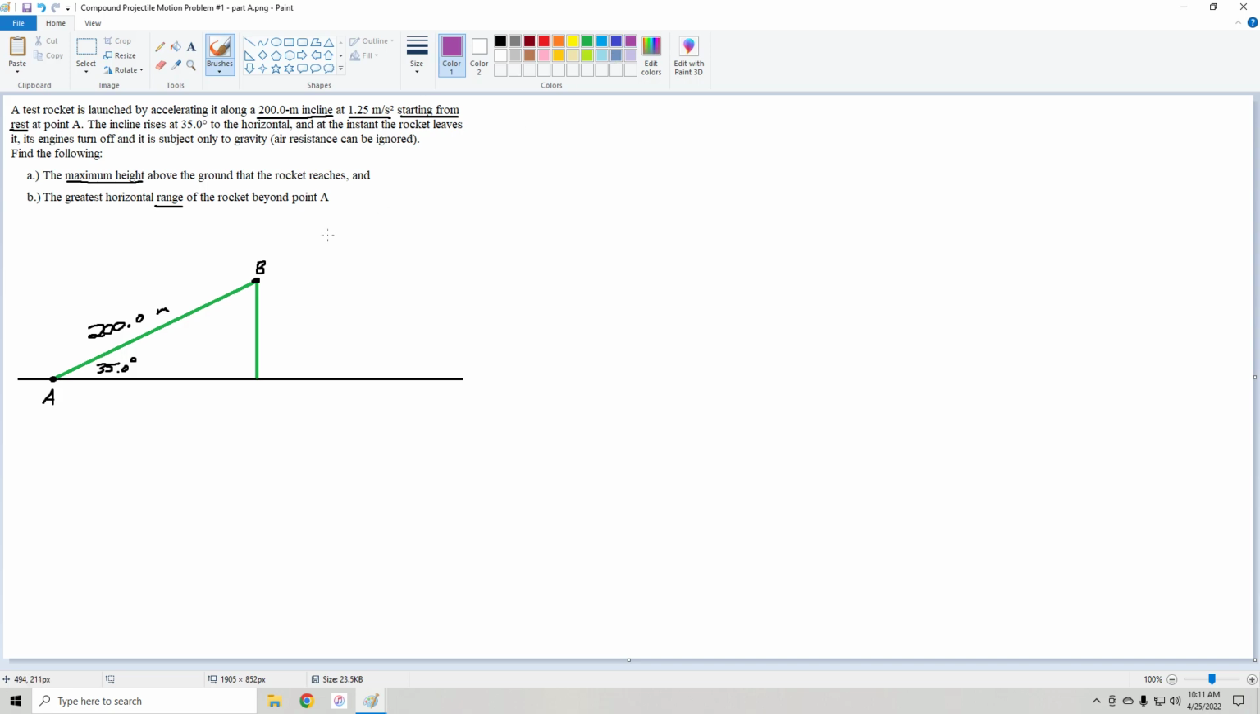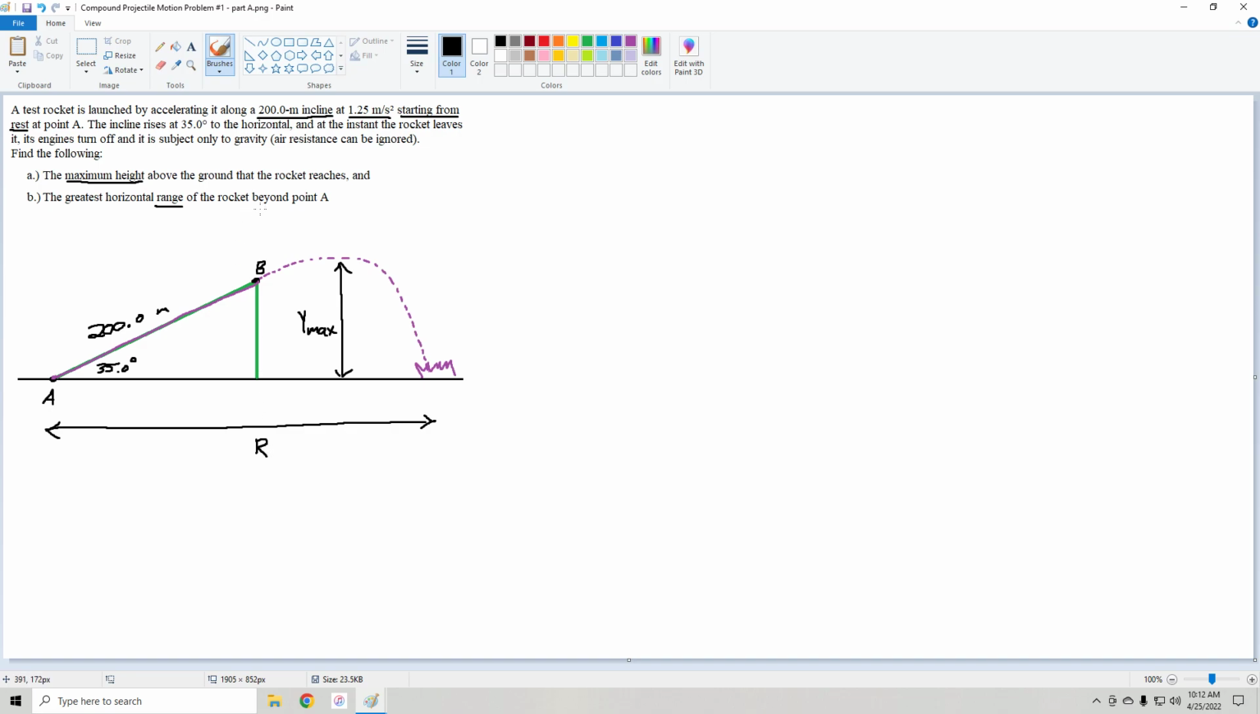What does the trajectory of this rocket look like? Well, it will start off here at point A. It gets accelerated uniformly along the way to point B, and then once it hits point B, it turns the engines off, and it becomes subject only to gravity, we're told. And so it should look something kind of like this. And we know that the Y maximum will be somewhere along here, and that the range is this distance right here. So let's start off with the maximum height.